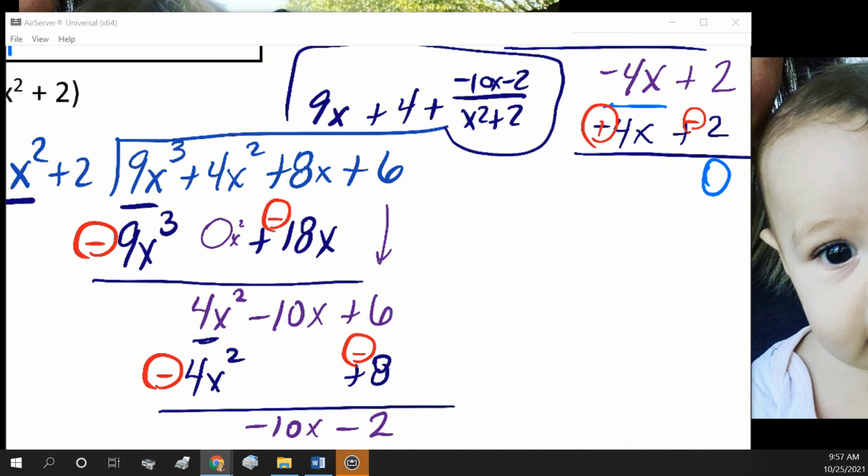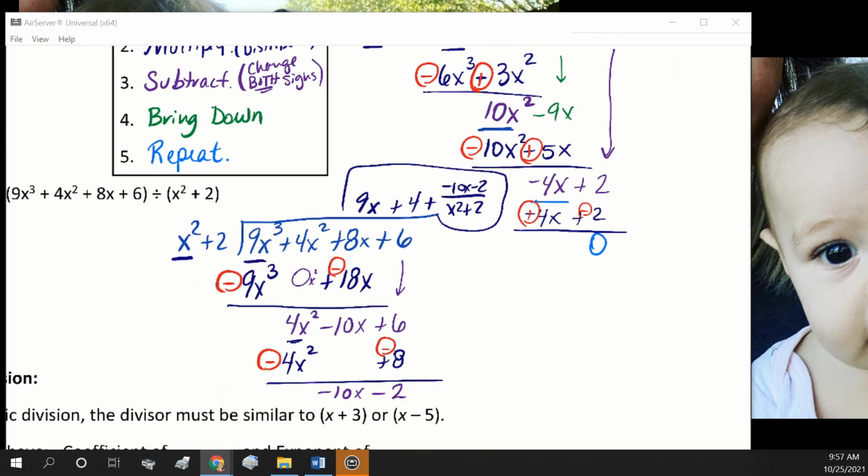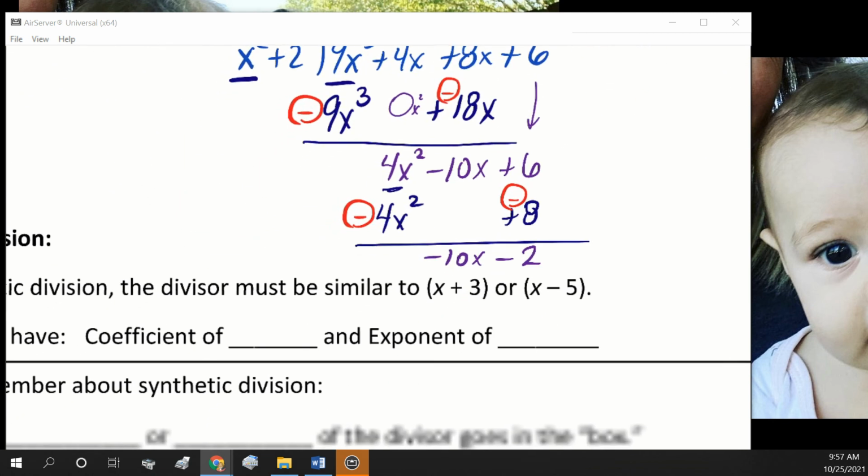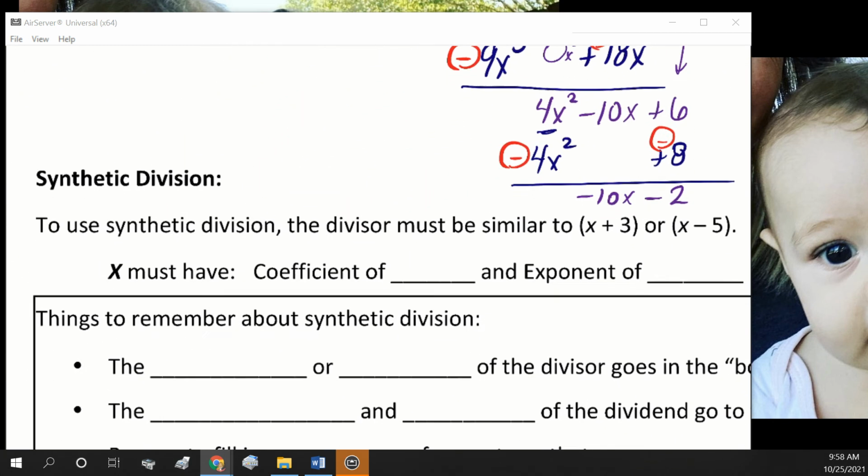It's not terrible. It takes a while, and there's a lot of little places for you to make a mistake, but that's long division. Now, synthetic division is way faster. The problem with it is it's very limited. We could not do synthetic division on either one of those. So we do need to know both ways. But synthetic division you can use if the divisor is something like x plus 3 or x minus 5. So the coefficient of x is 1 and the exponent is 1. So example 1 wouldn't work because your coefficient is 2. And then example 2 wouldn't work because your exponent is 2. You're dividing by an x squared.